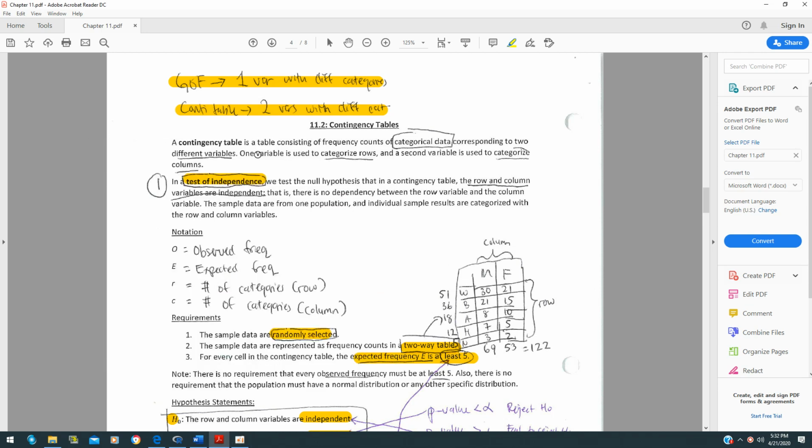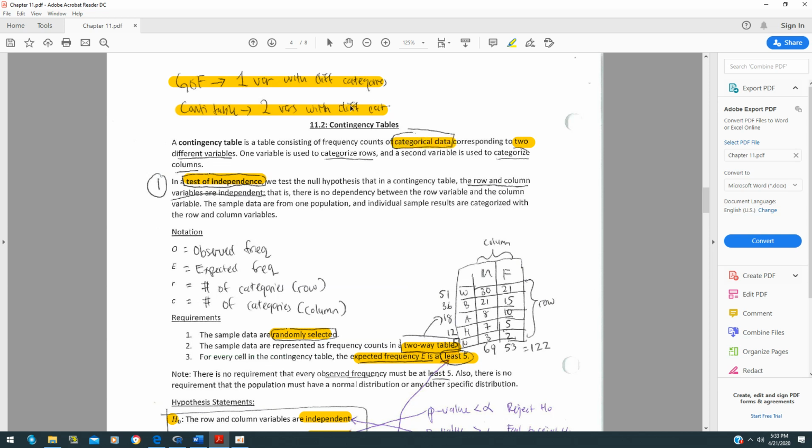This is for statistics 11.2, contingency tables. In 11.1, we did a goodness of fit test, which is one categorical variable with different categories or different choices. The difference between 11.1 and 11.2 is that in 11.1 you only have one categorical variable. In 11.2 we're going to do two categorical variables, and they each have different categories or different choices too.